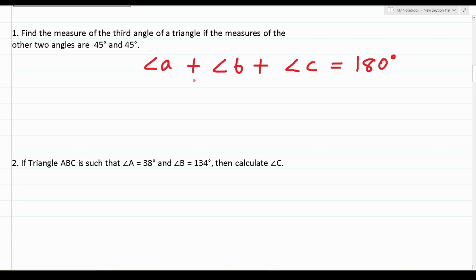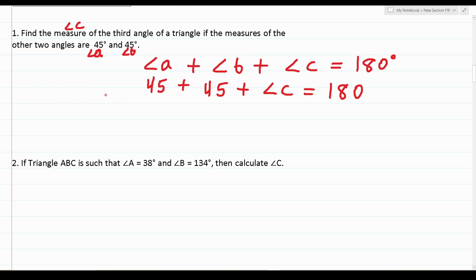In this case, we know what two of these angles are. Let's call this one angle A, and let's call this one angle B. And that means ultimately we're going to be figuring out how many degrees angle C is. So let's just go ahead and plug these values in. This becomes 45 plus 45 plus the measure of angle C, which is what we're trying to figure out, has to equal 180 degrees. Well, 45 plus 45 is 90.